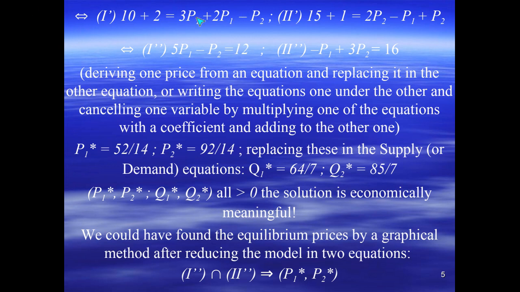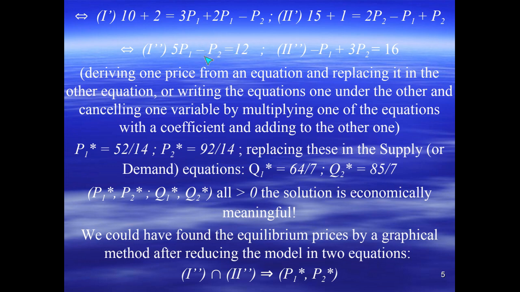I mean, algebraically it's correct, but the tradition of mathematics wants the endogenous variables to go to the left hand side, and the exogenous variables and constant to the right hand side. So the first equation becomes 3 plus 2P1, 5P1 minus P2 equals 12. And here we have 2P1 plus P2, 3P2, minus P1 plus 3 minus 1P1, which means minus P1 plus 3P2 equals 16.